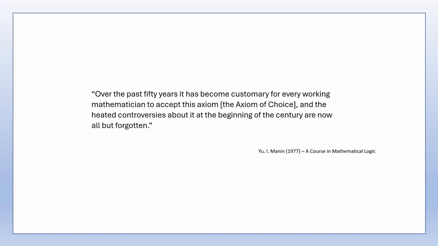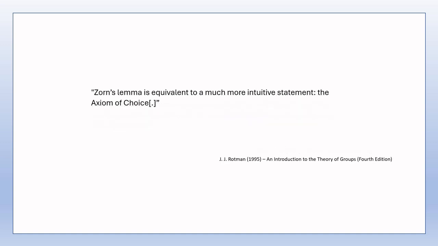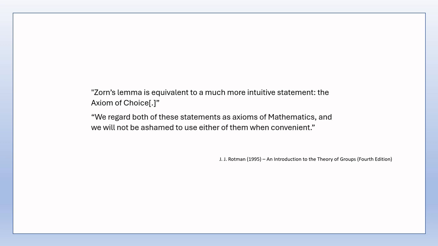In the book An Introduction to the Theory of Groups by Rotman, we see "Zorn's lemma is equivalent to a much more intuitive statement, the axiom of choice," and goes on to say of Zorn's lemma and the axiom of choice, "we regard both of these statements as axioms of mathematics, and we will not be ashamed to use either of them when convenient." Thus the axiom of choice and of course its equivalents have been completely absorbed into contemporary mathematics, and are freely used to prove many interesting theorems, and I expect that this will continue to be the case for the foreseeable future.